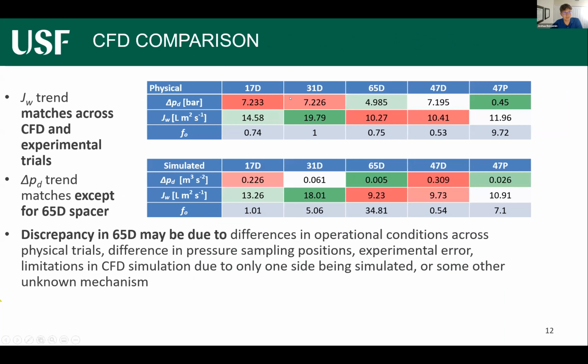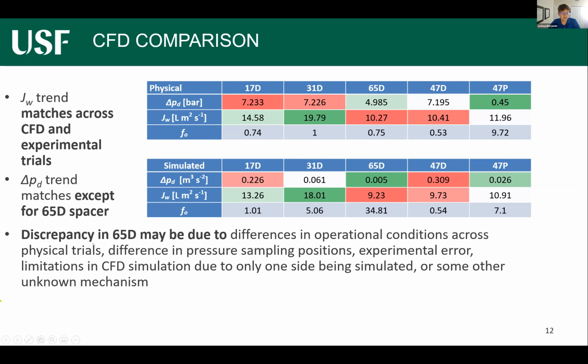In terms of comparing the experimental results to the CFD results, we found that the trend in the water flux matched across both the CFD and the experimental trials with the JW. You can see that in the middle bar in these graphics. And we also found that the trend in the pressure drop matched except for the 65D spacer, where with the CFD, the 65D spacer had an abnormally low pressure drop.